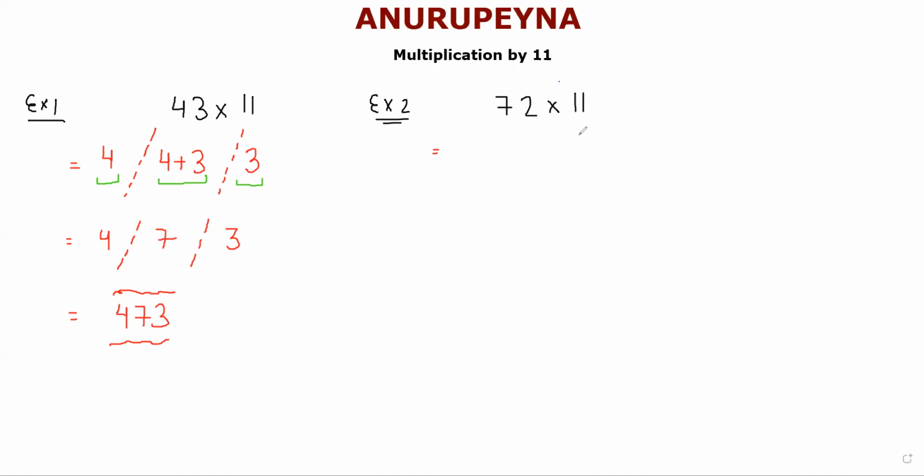Now, what you have to do, you have to write the rightmost digit, that is 2. Then you have to add the 2 digits, that is 7 and 2. And then you have to write the leftmost digit, that is 7. So it is 7, this is 9, and this is 2. So our answer is 792. Isn't it cool?